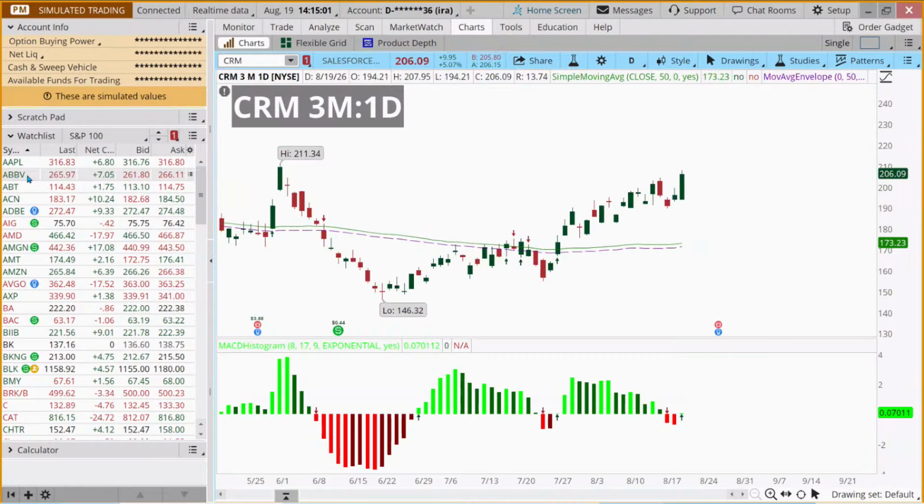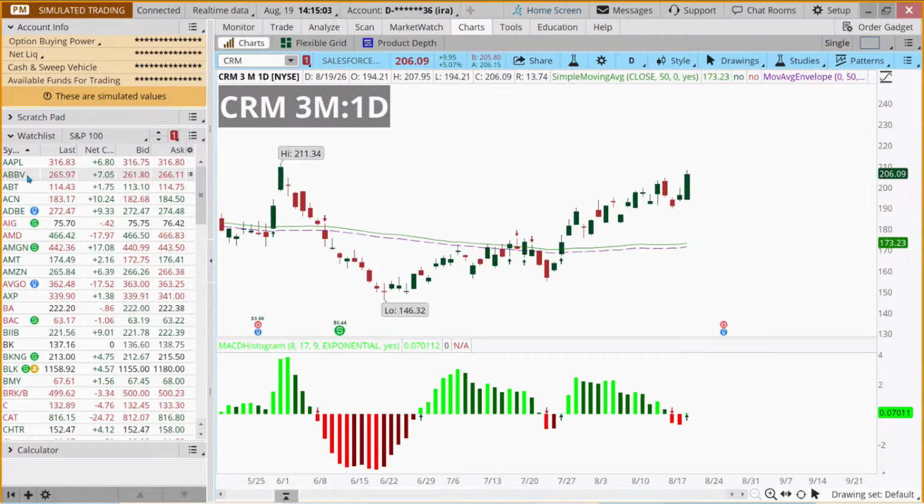CRM. This one might be a question mark. The moving average does look like it's rising. The stock is certainly making higher highs and higher lows. Green arrow on the MACD today. This one goes in that 1 or 2 day column.